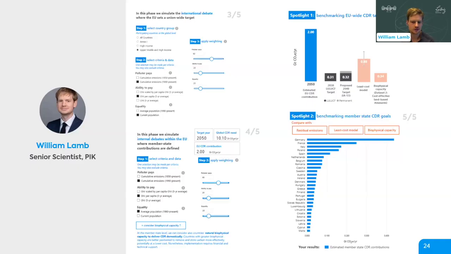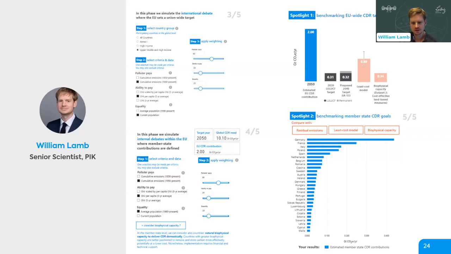It also raises the question of whether countries with high responsibility but low biophysical capacity could be assisting others to deliver CDR, and what format that could take and how to do that in a not bad way. So I think, overall, this is a good step forward to have this tool.